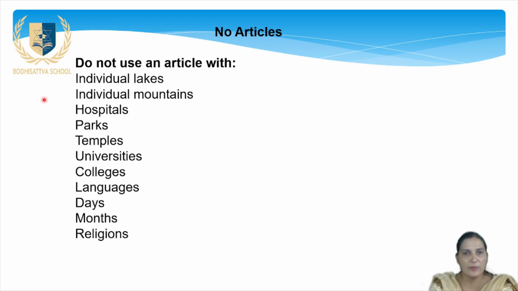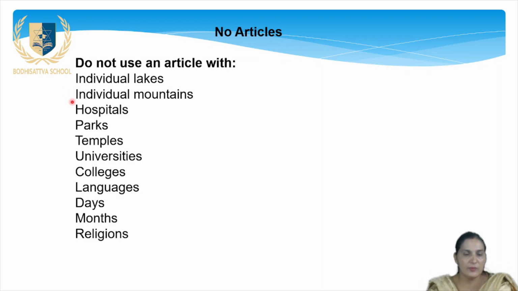And in English grammar, here are some cases. Here are some words which do not use articles, meaning no articles. These words are given as follows. Now look at here. In these words, we do not use articles. Now look at here. Individual lakes. Before the name of individual lakes, we don't use articles. For example, Phewa Lake, Rara Lake. Before these names of lakes, we do not use articles. Only Phewa Lake, Rara Lake, no use of articles.